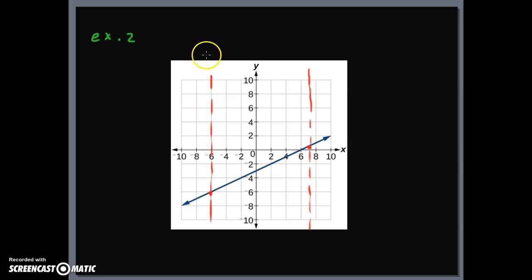So this one is definitely a function, and it's actually a specific type of function, one that you need to know the name of. This is called a linear function.